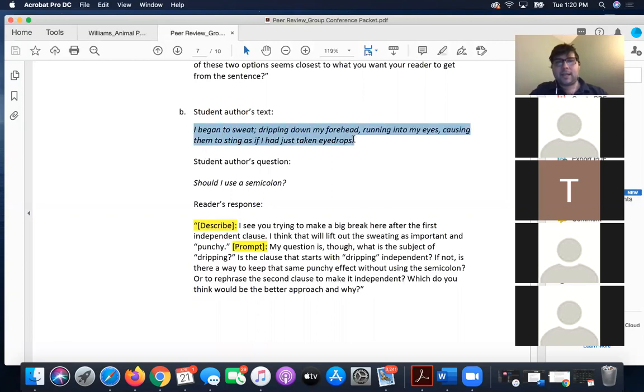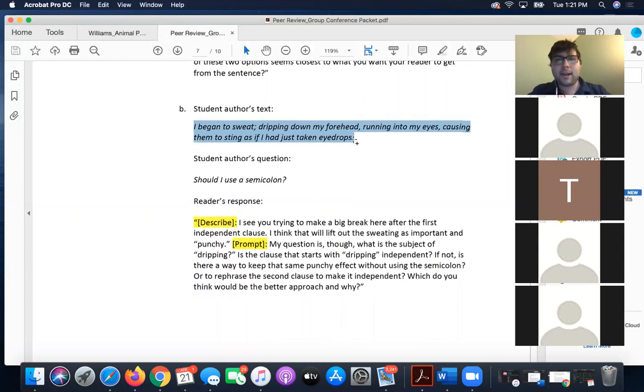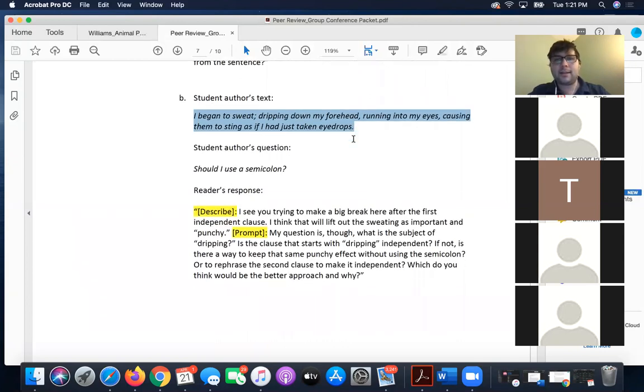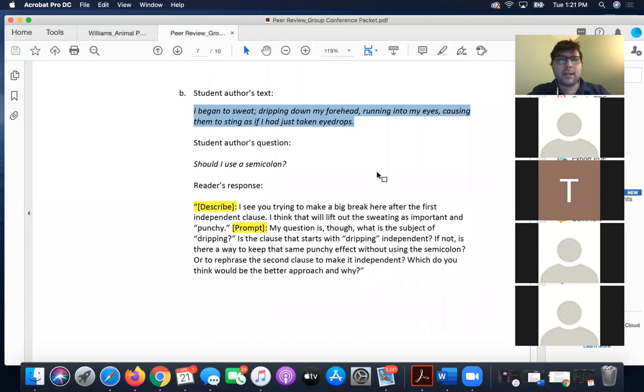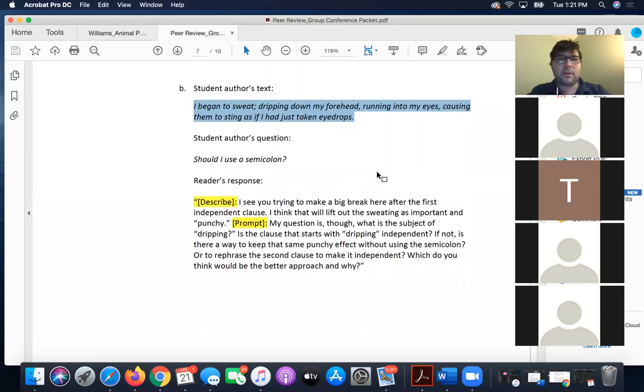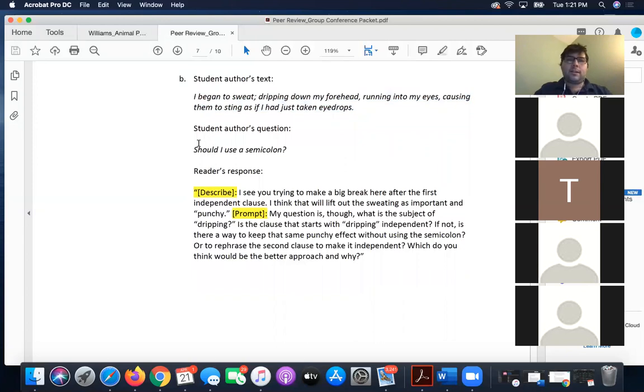So this is a bit of text from a student paper. I began to sweat; dripping down my forehead, running into my eyes, causing them to sting as if I had just taken eye drops. The side shadowing comment for that bit of text was, should I use a semicolon?